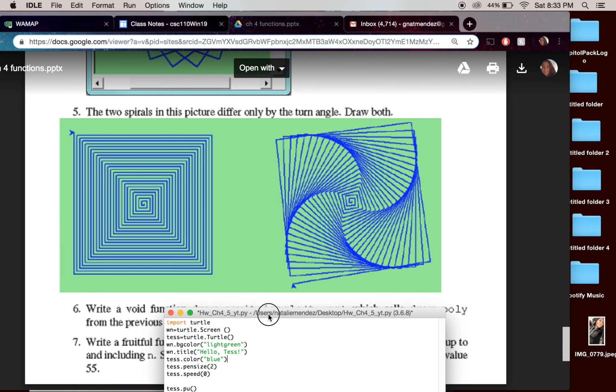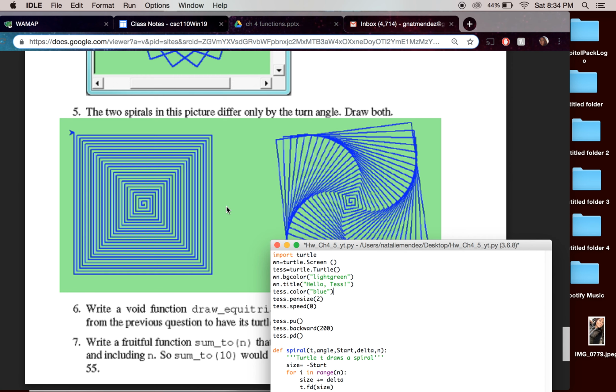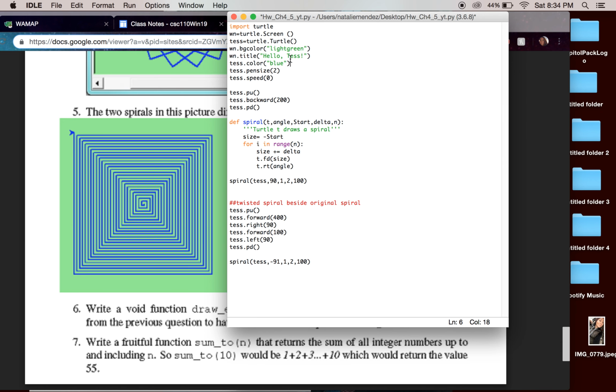In this question, it asks us to construct a function for a spiral, as you can see here. And the only difference to the second spiral that it's asking us to construct is a difference by a turn angle. So the first thing I did was I imported the turtle and I assigned the turtle to Tess.